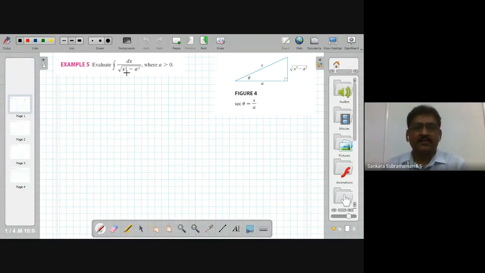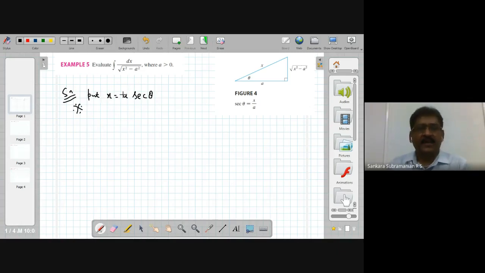So whenever we find an expression like x square minus a square, we go for x is equal to a secant theta. That's what the tabulation column shows. So the idea is to put x is equal to a secant theta. This will help you to solve this problem.